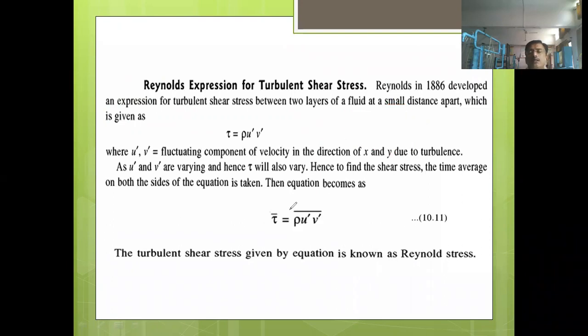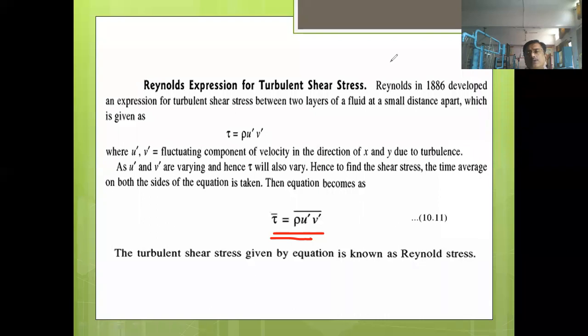After finding the average velocity, you can use this equation to get the average value of tau. Okay, the turbulent shear stress given by this equation is known as the Reynolds stress. This tau bar is known as the Reynolds stress equation.